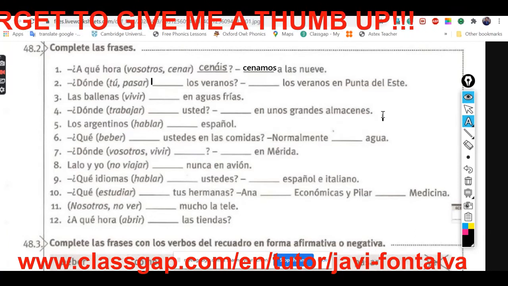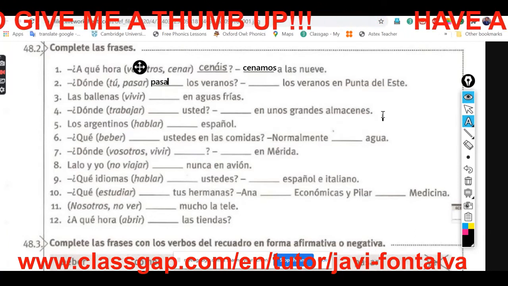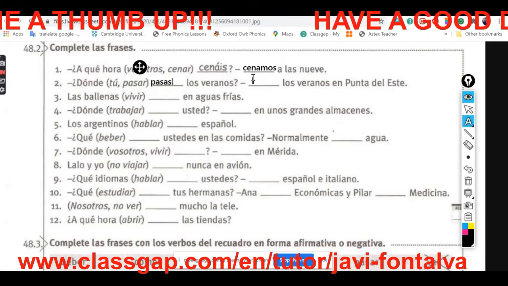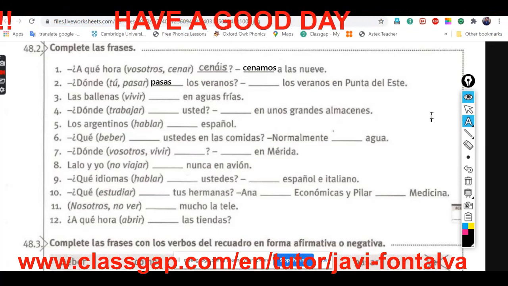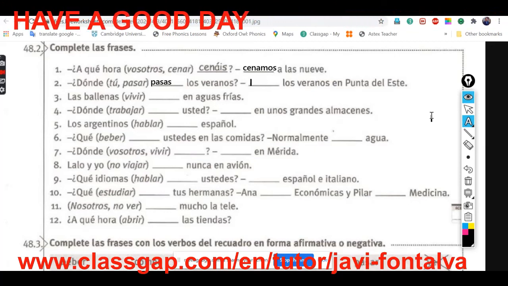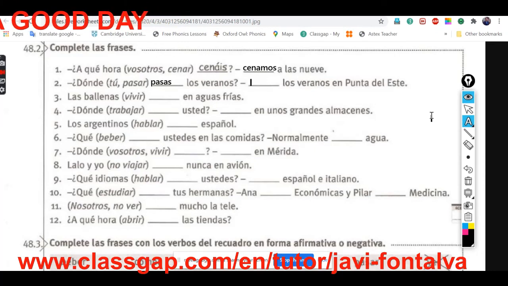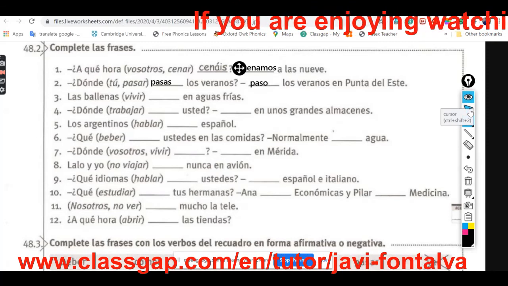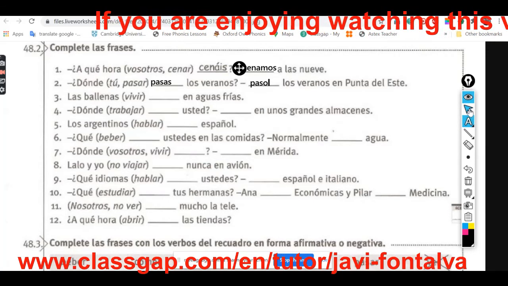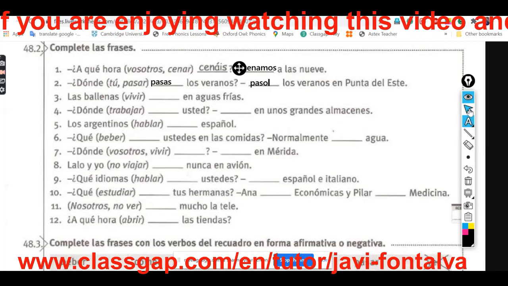¿Dónde pasas los veranos? And the answer? Pasamos. Wait a moment, I'm asking you, one person. Paso. Exactly. So, ¿dónde pasas los veranos? Paso los veranos en Punta del Este. What does this mean? I walk in summer in Punta del Este.